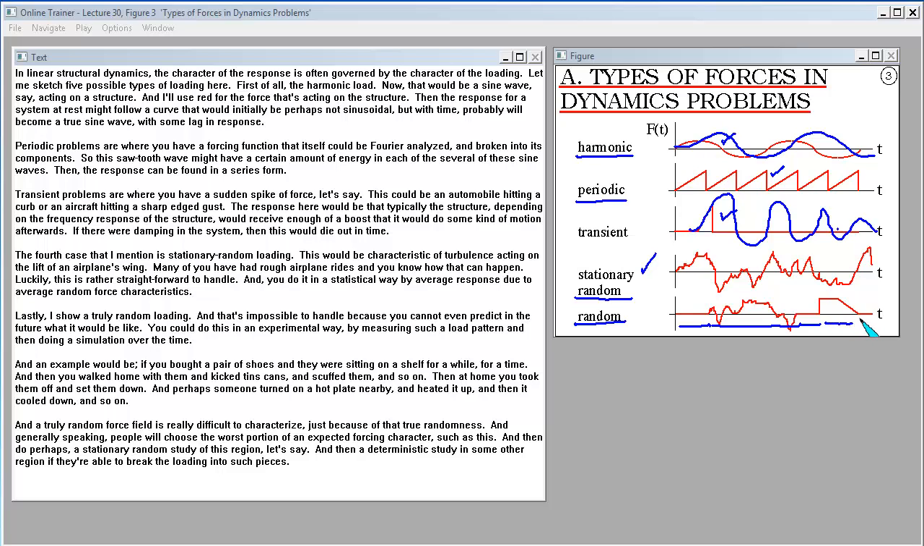And a truly random force field is really difficult to characterize just because of that true randomness. Generally speaking, people will choose the worst portion of an expected forcing character such as this, and then do perhaps a stationary random study of this region, let's say, and then a deterministic study in some other region if they're able to break the loading into such pieces.